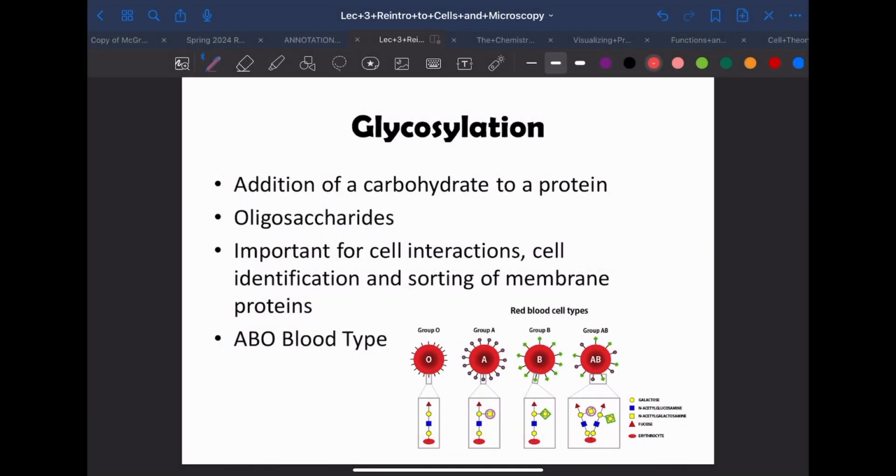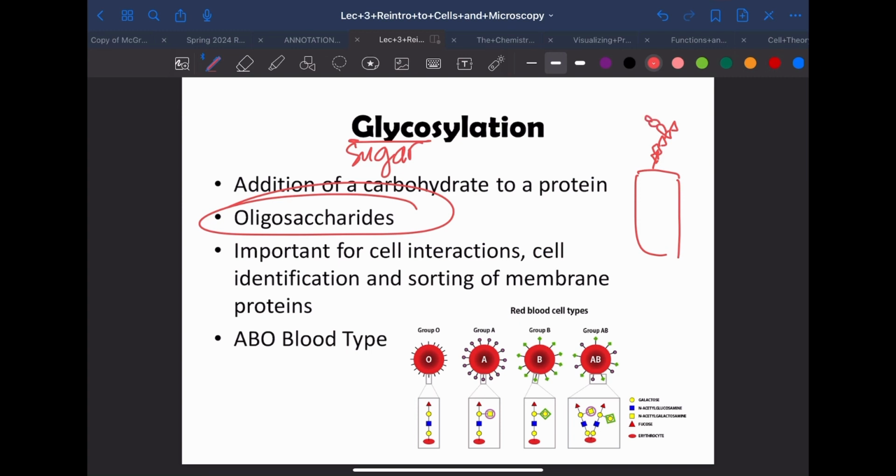So you have a protein. Again, this one is sugar. That sugar is called an oligosaccharide. So you have a protein, here's my protein, and then you have a chain, this is going to be ugly, but a chain of carbohydrates on top like that. That is your oligosaccharide. And so the purpose of these glycoproteins is this bullet point right here. It's important for cell-to-cell interaction, cell membrane identification, and sorting of membrane proteins.